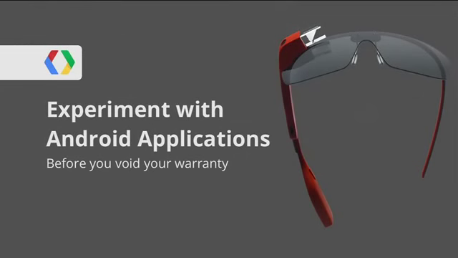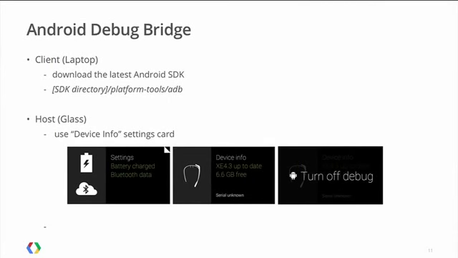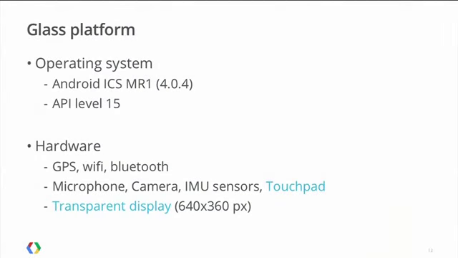So let's first talk about how you can run your Android applications on Glass without voiding your warranty. Android Debug Bridge is something that you want to enable and use. On the laptop, the client side, you'd want to download the latest Android SDK, and under the Platform Tools directory, there will be a tool, ADB, that you can use to talk to your Glass device when it's connected through USB. On the Glass device, there's the settings device info card, where PY will show you later in this demo how you can toggle the debug setting.